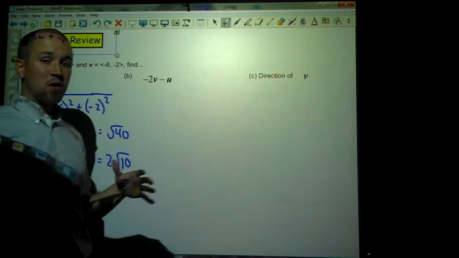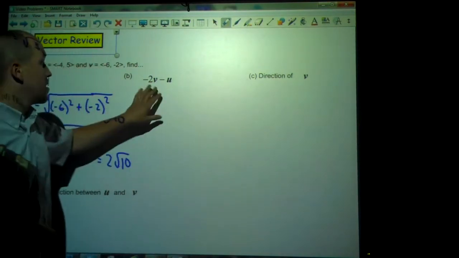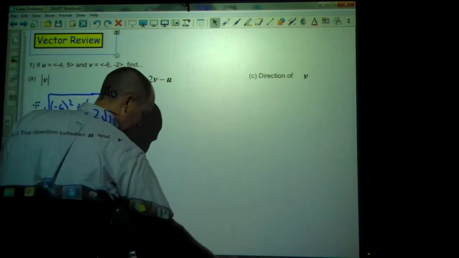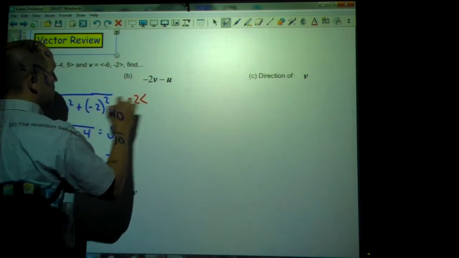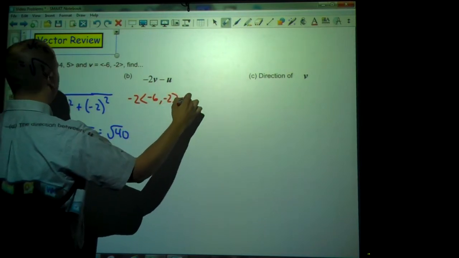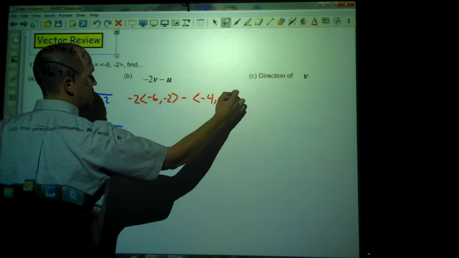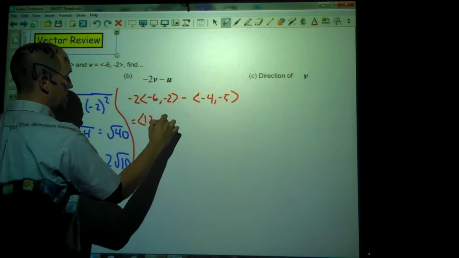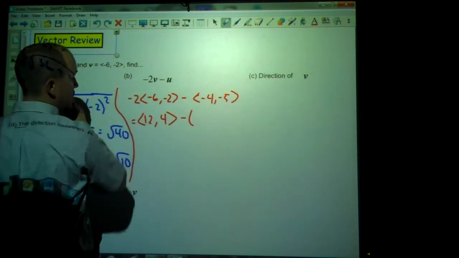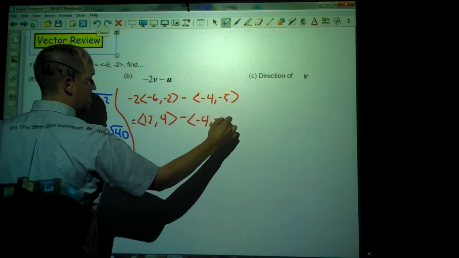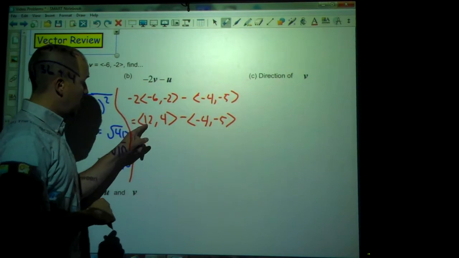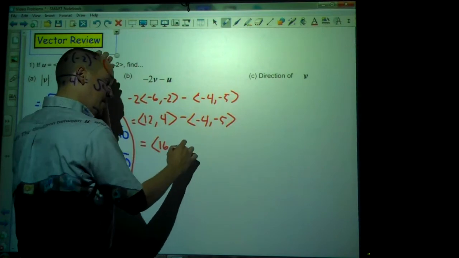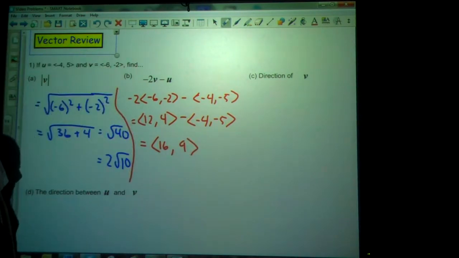Okay? If I want to add or combine, this is called a linear combination of vectors. Combining vectors. I'm going to go negative 2 times v and then subtract u. So I'm going to write that out. Negative 2 v minus u. Alright, so negative 2 times v is a positive 12 and a positive 4. And now I'm just going to subtract the components. So 12 minus negative 4 is 12 plus 4. That's 16. 4 minus negative 5 is positive 9. Done.